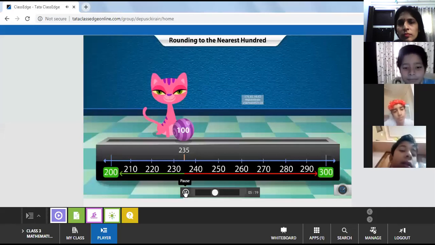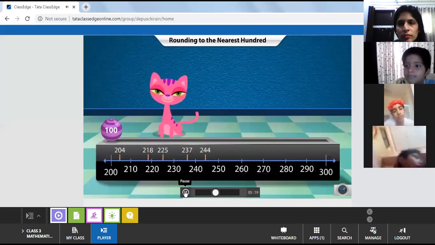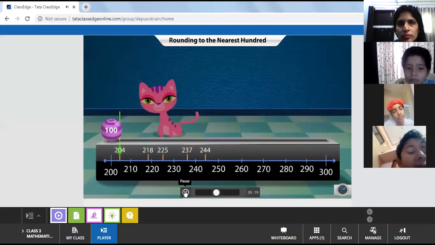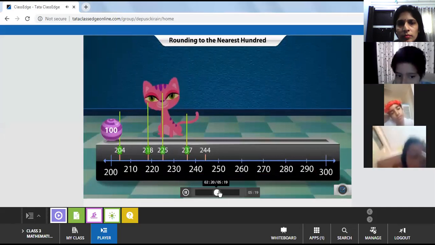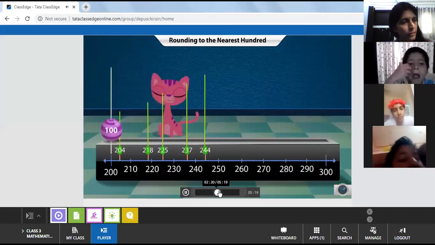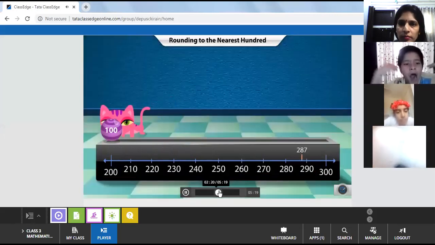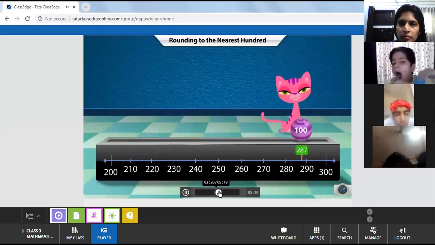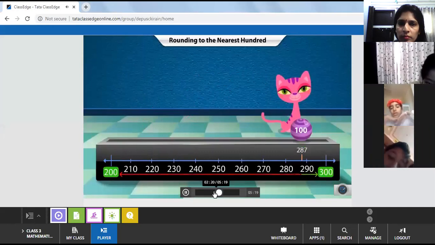300. So 235 is rounded to 200. You see, when the second last digit of a number is 0, 1, 2, 3, or 4, the number is rounded to the earlier multiple of 100 because it is nearer. What about the number 287? It is closer to 300 than 200. So, it is rounded to 300.